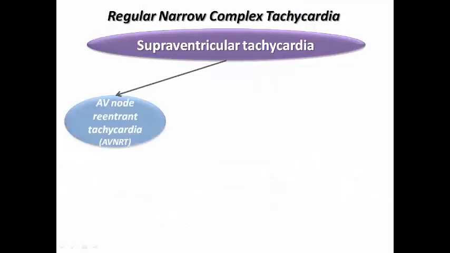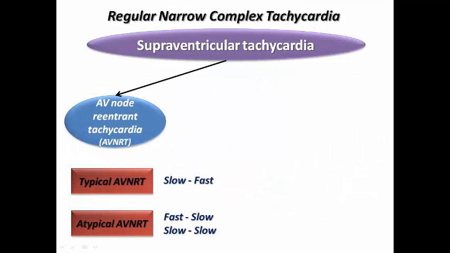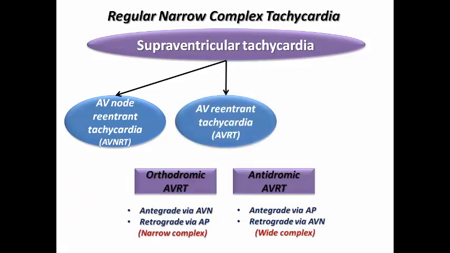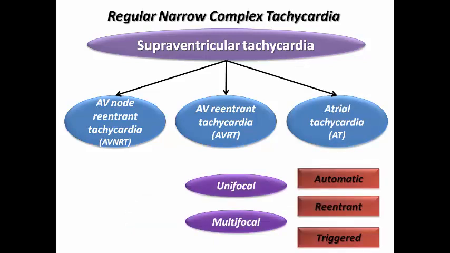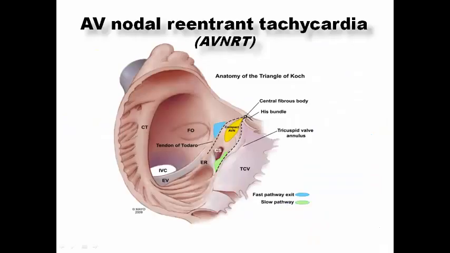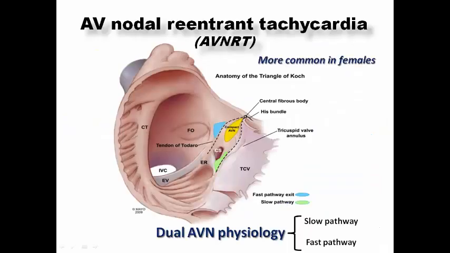SVT is a form of regular narrow-complex tachycardia, and it has three major subtypes. The first type is AV nodal reentrant tachycardia, abbreviated as AVNRT, which has two subtypes, typical and atypical. We have as well AV reentrant tachycardia, which is correlated with an accessory pathway and has two subtypes, the orthodromic type and the antidromic type. And we have atrial tachycardia, which has three mechanisms: automatic, reentrant, and triggered atrial tachycardia, and it can present in one of two forms on the ECG, either unifocal or multifocal. So let's start with AVNRT.